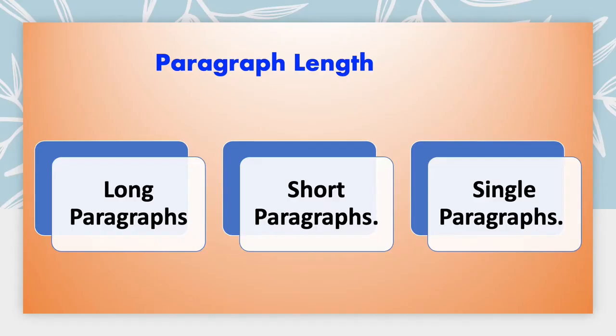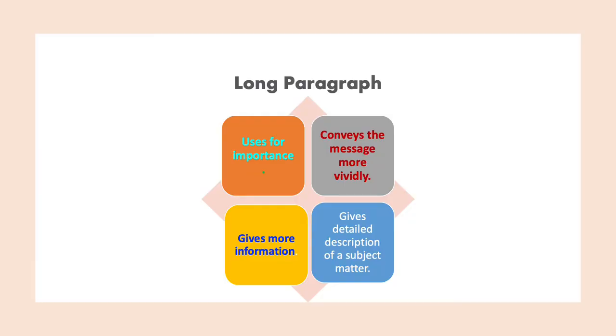Paragraph length is utilized to engage with the reader. There are 3 different types used for effect. They are long paragraphs, short paragraphs, and single paragraphs. Long paragraphs are used to convey the message more vividly. Sometimes to give a detailed description of the subject they discuss, authors use long paragraphs. Moreover, in order to give more information, perhaps to make the most important section of the text stand out, authors also use lengthy paragraphs.